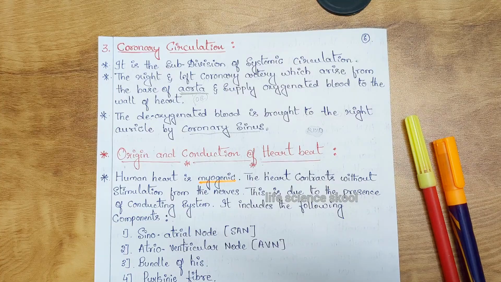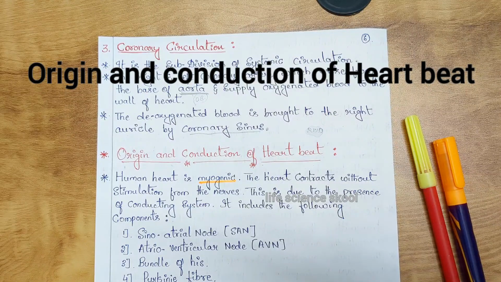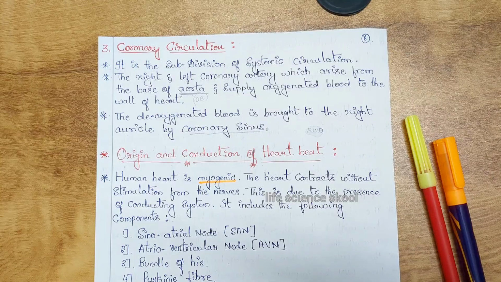While I was explaining the mechanism of working of the heart, I talked about the heart sound, lub dub. So a question might have arisen in your mind: what is this heartbeat, how does the heartbeat start, how does the blood start to circulate? All these questions can be answered in this video, because we are talking about the origin and conduction of heartbeat. So let's begin with the first point.